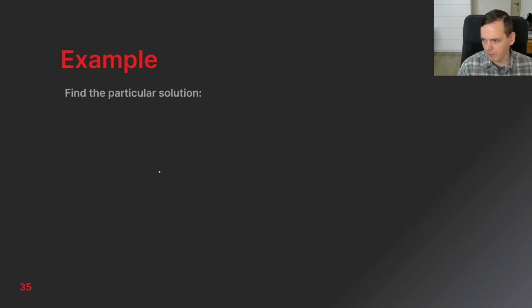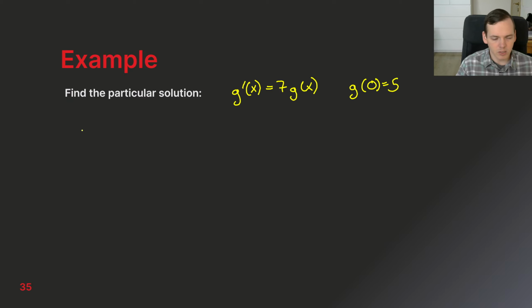So here's an example. Find the particular solution for the initial value problem g prime of x equals 7 g of x, where g of 0 equals 5. So we've got a differential equation here, dg by dx is equal to 7g. This is a separable differential equation. I can rewrite this so that they're separate: 1 over g dg is equal to 7 dx.